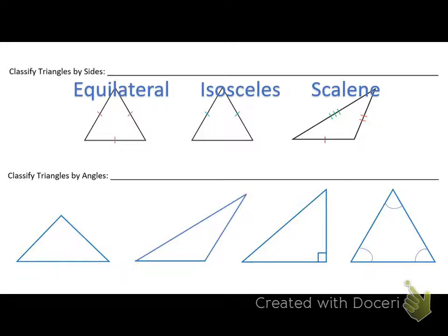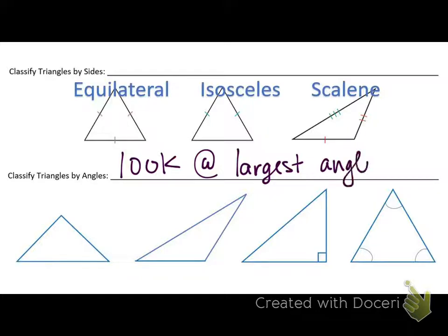For classifying by angles, we always look at the largest angle. I'm pretty sure this first one is not acute. I think this angle is a right angle, but we're just going to pretend that maybe it's 89 degrees. But we're going to say that an option is acute. If all of the angles are acute, then it's called an acute triangle. The next one, what's the largest angle? What kind of angle is it? It's obtuse. The third, the largest angle, is right.